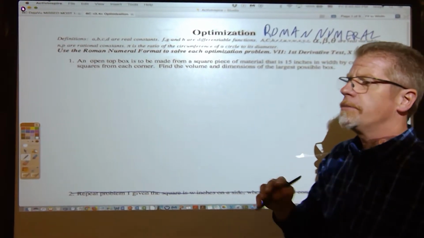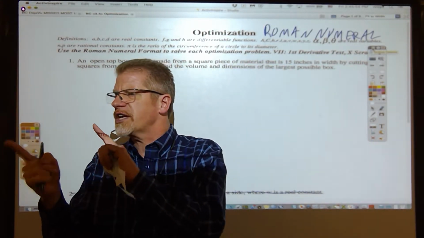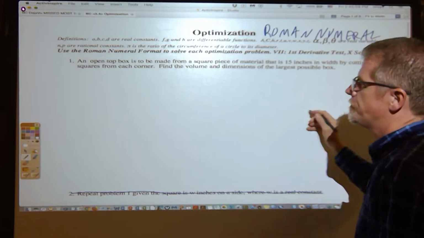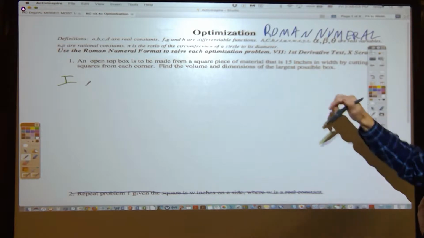Now, the Roman numerals are mostly the same as Roman numerals for related rates. There are some significant differences, though, so let's launch into this. Roman numeral 1. Here the open top box is made from a 15 by 15 inch.